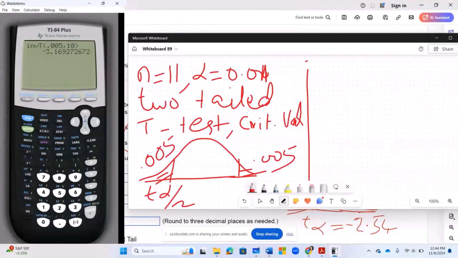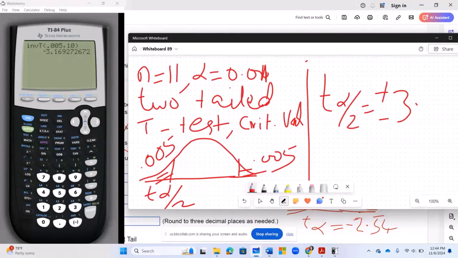So I can write my answer as T alpha over 2 is equal to plus or minus 3.17. Why? Because it's a two-tailed test. There are two of them. That's a critical value on both sides. The negative one is on the left and the positive is on the right. Okay. Now I know we have covered it all.